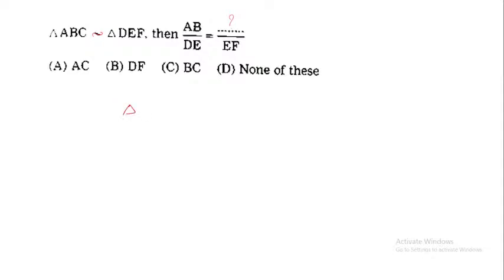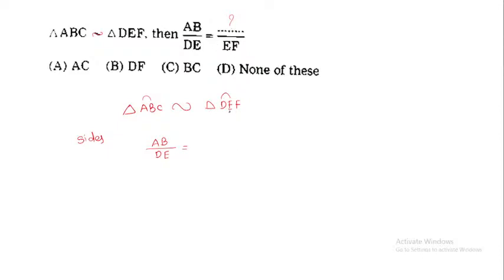That is, triangle ABC is similar to triangle DEF. As these two triangles are similar, we know the property of similar triangles: if two triangles are similar, their sides are in proportion. So if we take the side AB, its corresponding side is DE. The ratio of AB divided by DE must be equal to another ratio of corresponding sides. For the second ratio, in the denominator, EF is there.